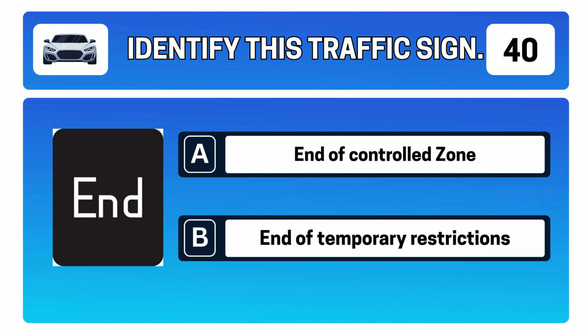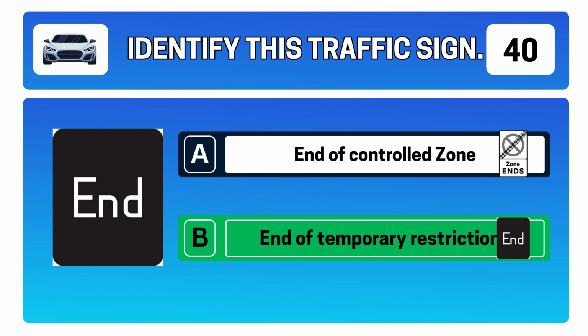Identify this traffic sign. A. End of controlled zone. B. End of temporary restrictions. Well noticed. That is the end of temporary restrictions sign.